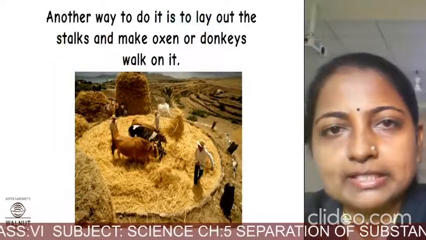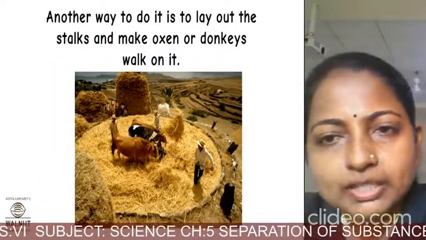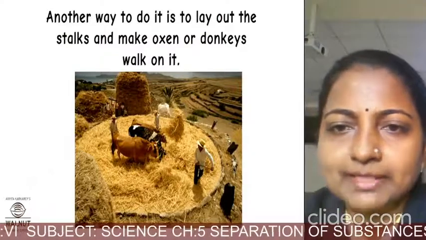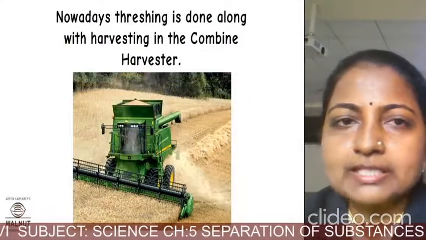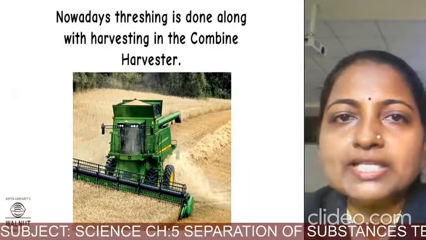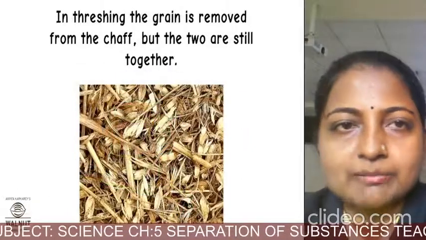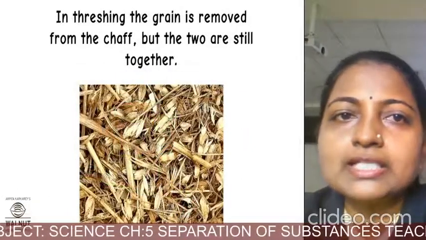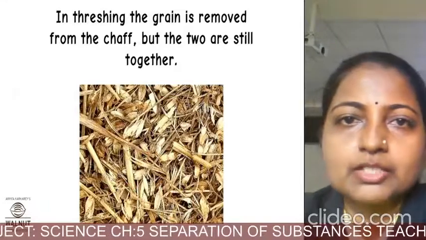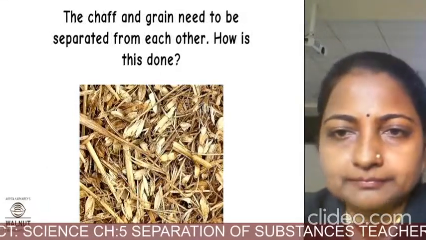Another way to do it is to lay out the stalks and make oxen or donkeys walk on it. It is a traditional method. Nowadays, we use a thresher machine. So nowadays threshing is done along with harvesting by a combine machine. In threshing, the grain is removed from chaff, but the two are still mixed together. So we need to separate that.